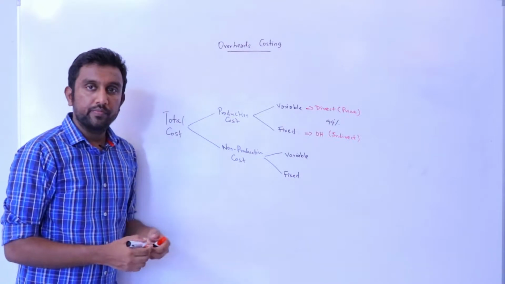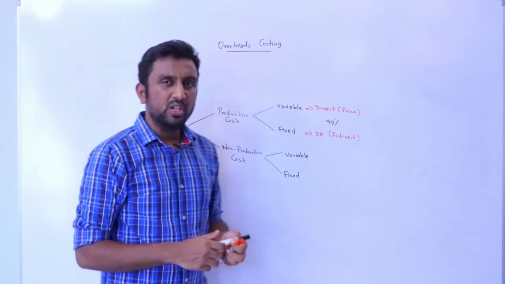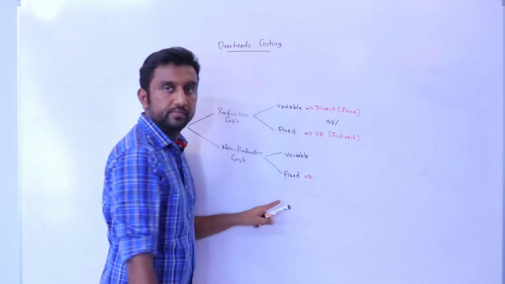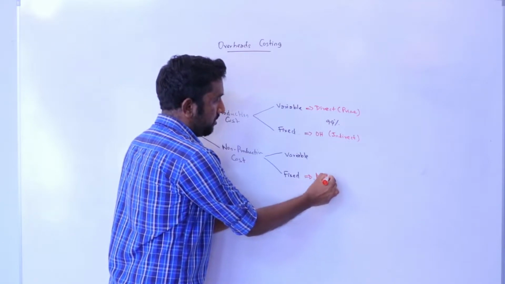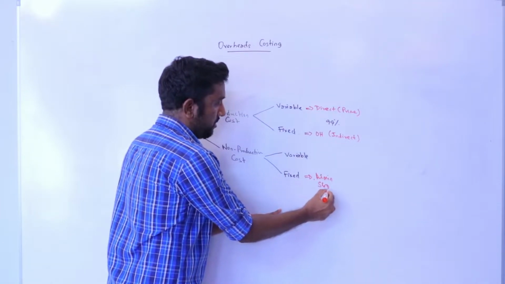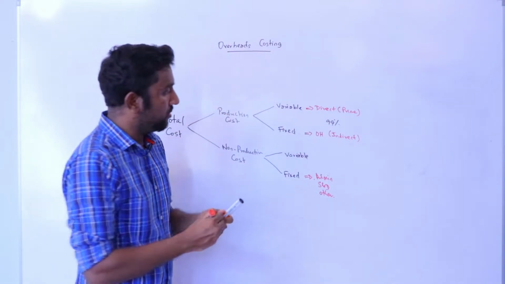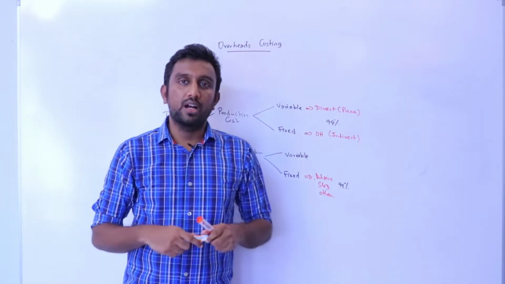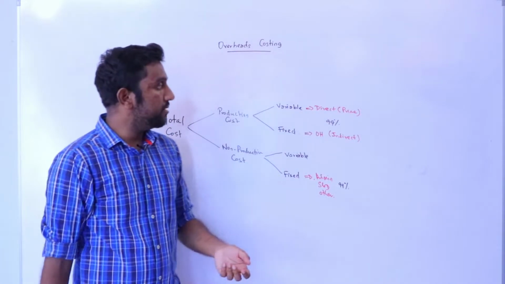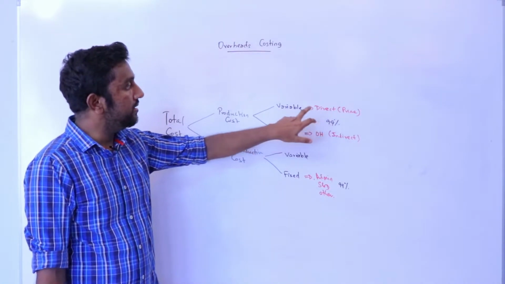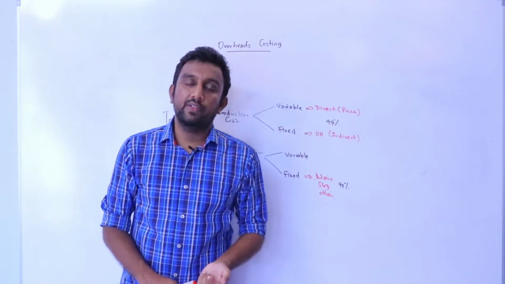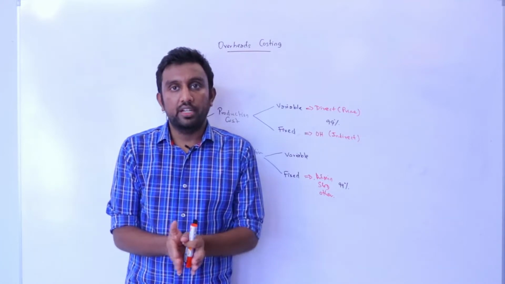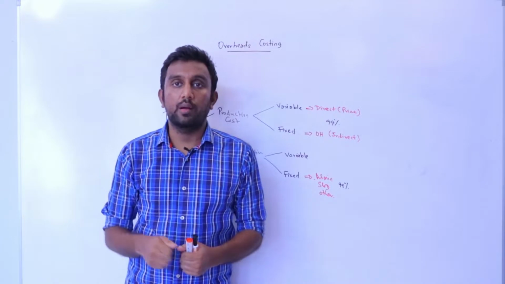And in non-production, 99% of the non-production costs are fixed. Let's say admin or selling and distribution, others, all are fixed. Now tell me an example for, let's say, direct variable. Raw material cost is direct variable, right? Because whenever you are increasing the produced units, your raw material consumption will increase. So it is based on the number of units.